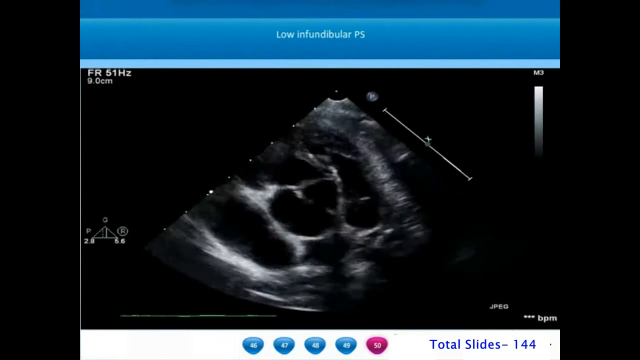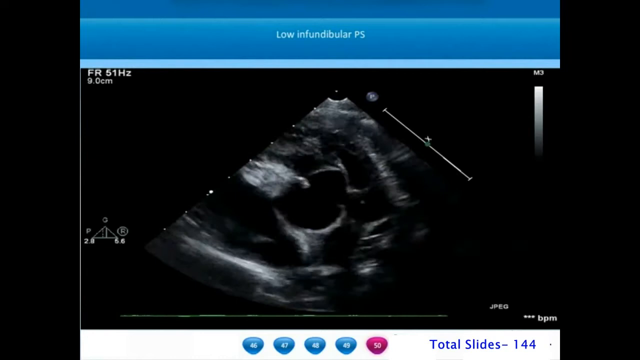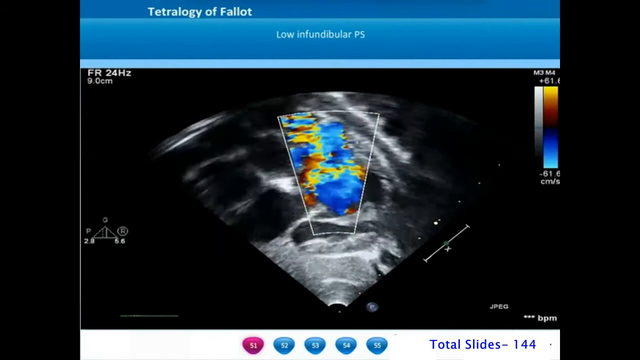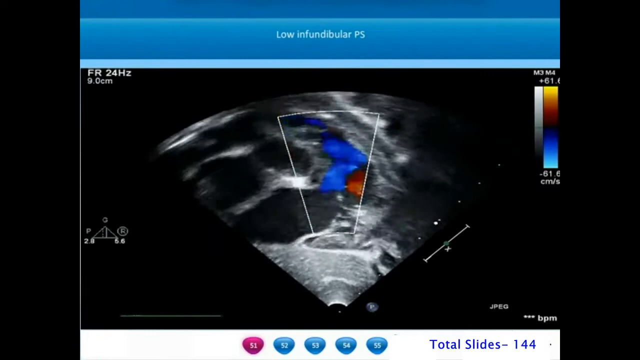On a parasternal short axis view, we can notice a very low infundibular pulmonary stenosis. The distal infundibulum is well formed. The pulmonary valve is doming and the main pulmonary artery is also minimally narrowed. Subxiphoid coronal view with a counterclockwise rotation will also demonstrate the infundibular narrowing and the pulmonary annulus.